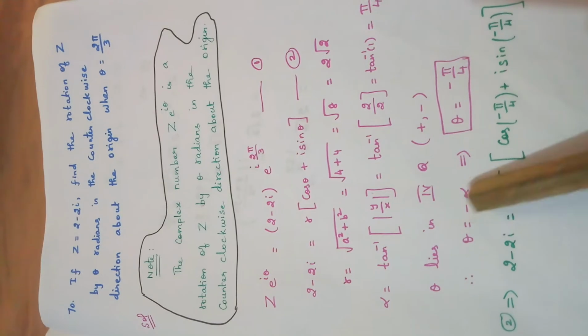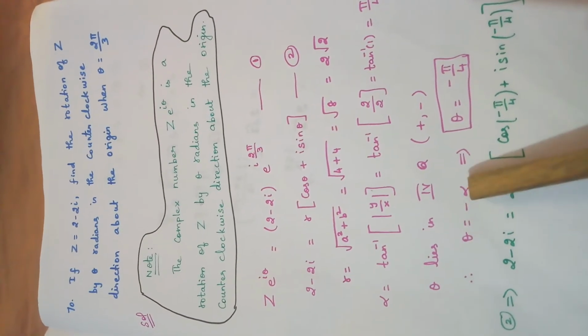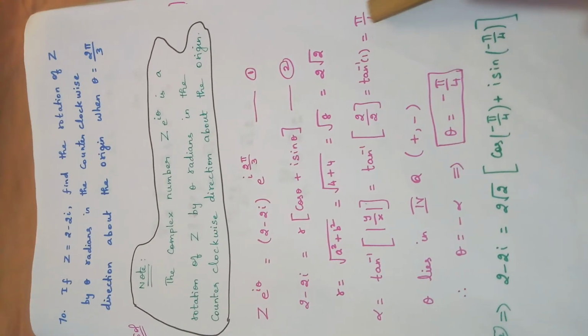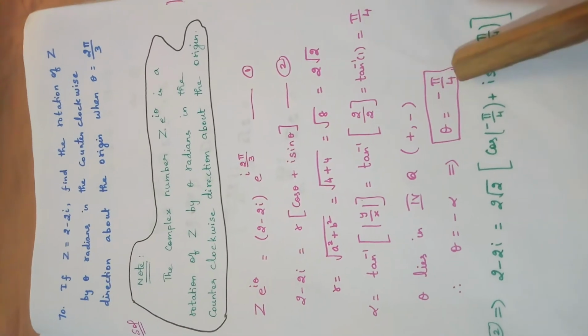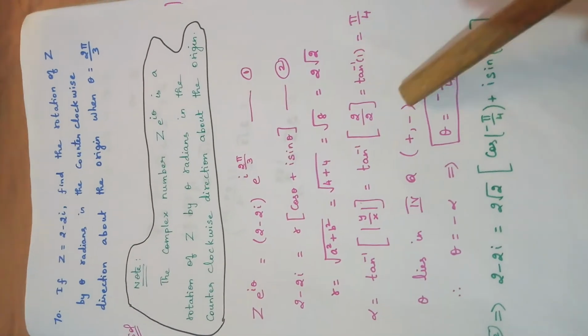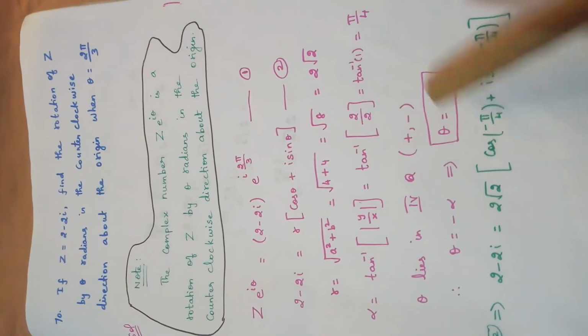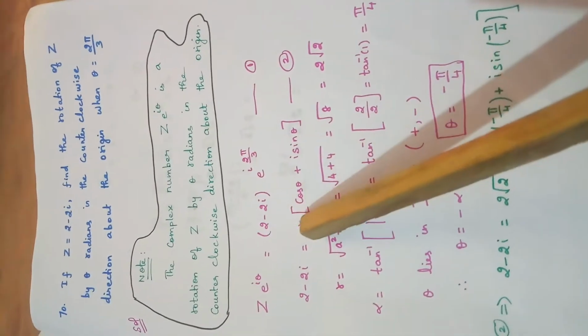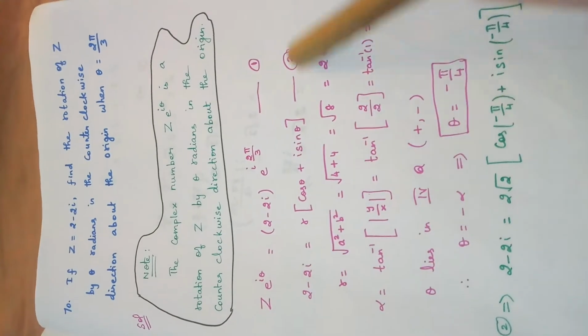What is the formula for theta in the fourth quadrant? Theta equal to minus alpha. Alpha value we know is pi by 4. So theta equal to minus pi by 4. So after doing all these things, we found out r and theta. Now I am going to substitute that r and theta in the second equation.